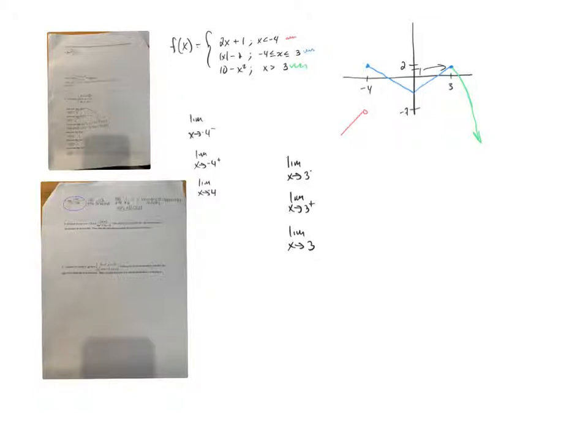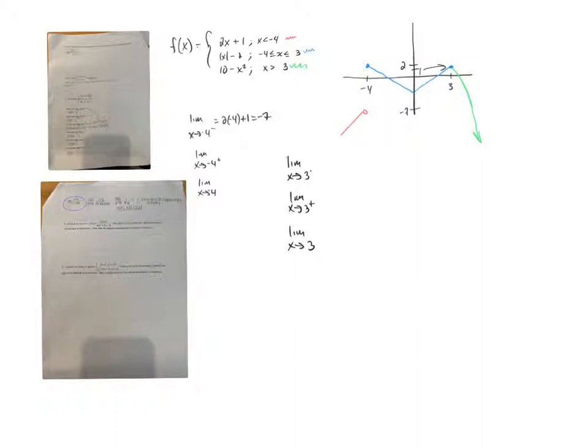So when you're asked what the limit is as x approaches -4 from the left, all you need to know is that we're talking about -4 from the left, which means values of x that are less than -4. So you go find the part of the rule that says what are x's that are less than -4. So that's these guys. So you plug in -4 here, you get 2 times -4 plus 1, which is -7.